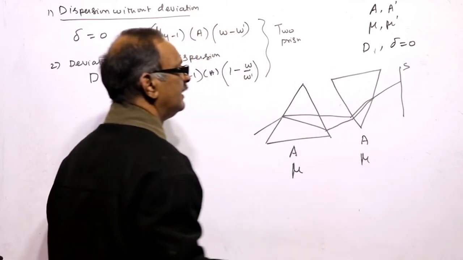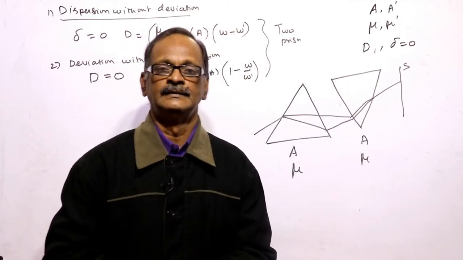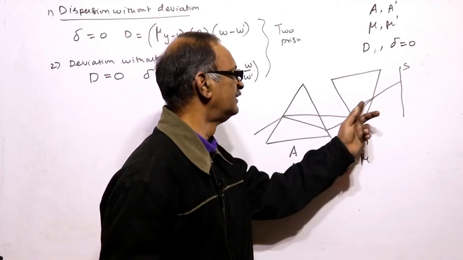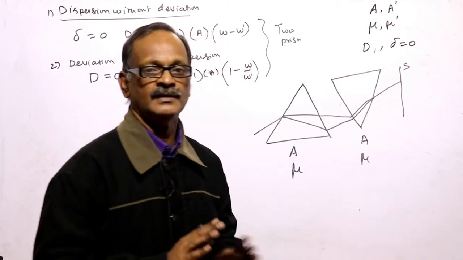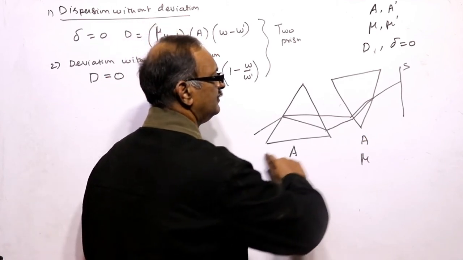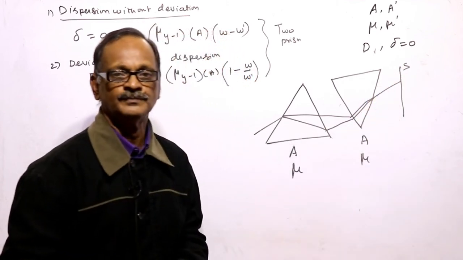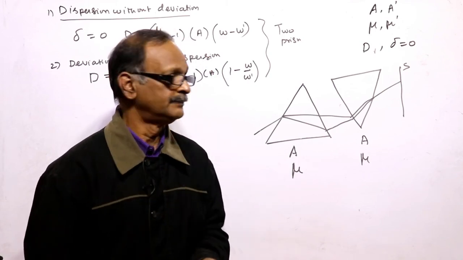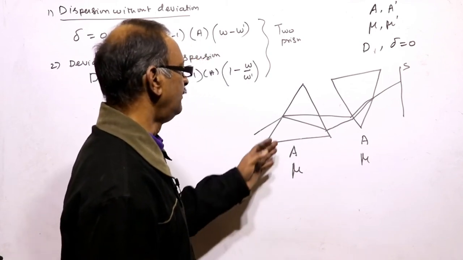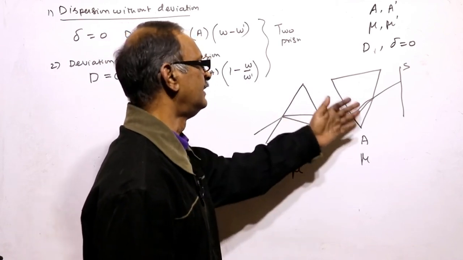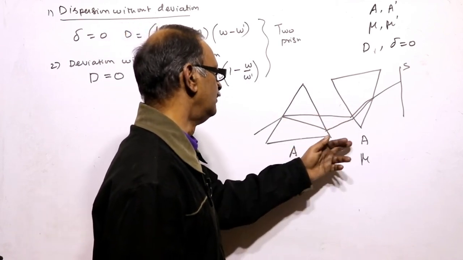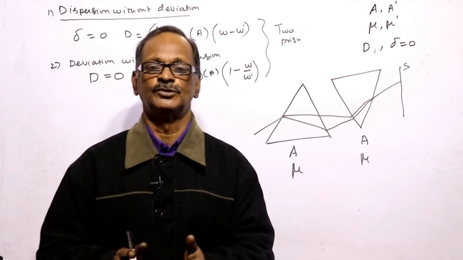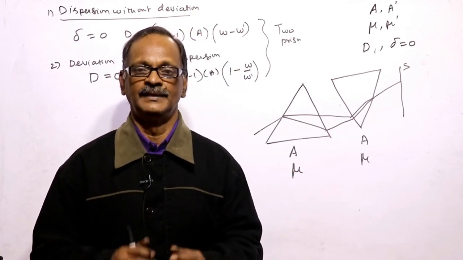In that case, we will not get deviation as well as dispersion, because a single ray goes after dispersion, we are getting a single ray. There is no question of deviation, along the angle of incidence it goes. Therefore, there is no possibility of dispersion and angle of deviation if the prism material is the same. That is, angle of prism of both the materials same and refractive index of both the materials same. It means both the prism materials should be the same.